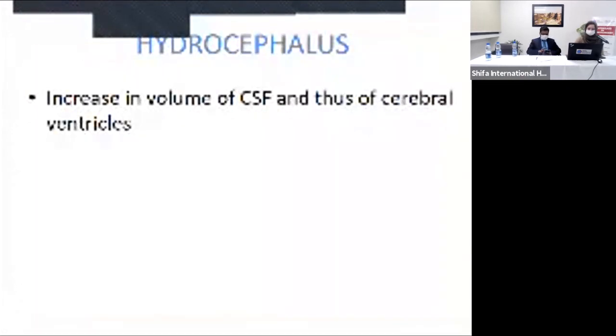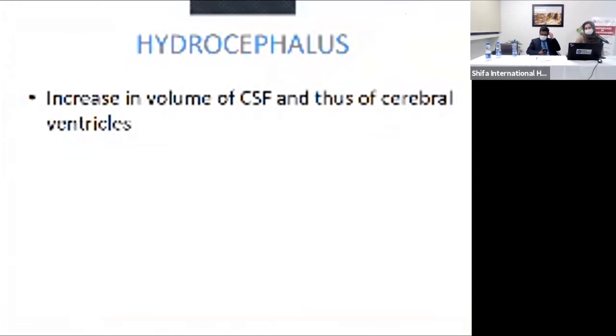Hydrocephalus comes from a Greek word which means water in the head, and it merely denotes an increase in the volume of the cerebrospinal fluid and thus an increase in size of the cerebral ventricles.